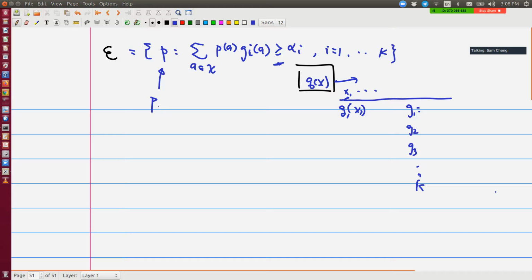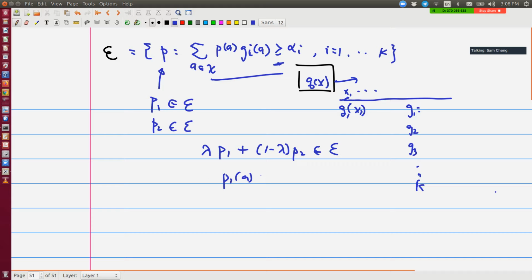Let's say P1 is inside E, and also P2 is inside E. You want to show that lambda P1 plus (1 minus lambda) P2 is also inside E, for any lambda from 0 to 1.